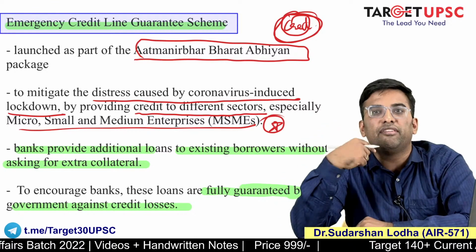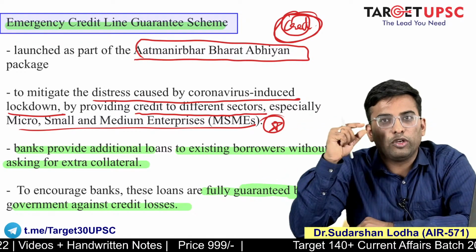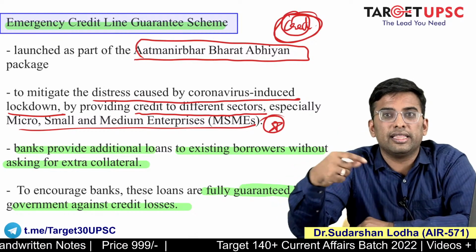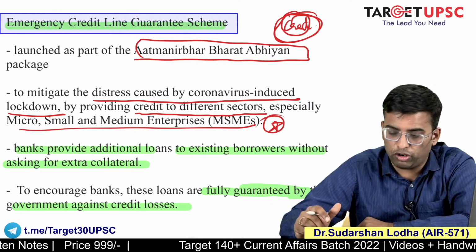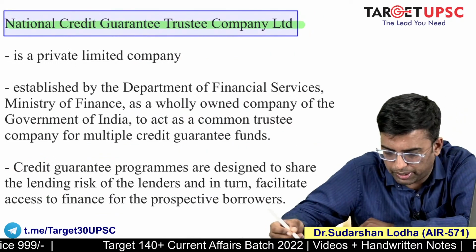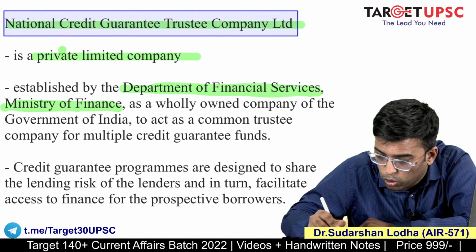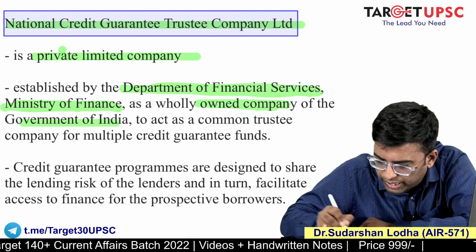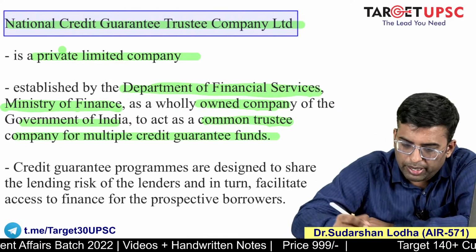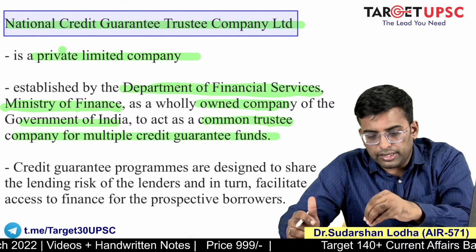Government of India said कि we give you a guarantee, if MSME does not pay, we would pay that loan, you just give the loan to MSME sector. So as it is a collateral free, the guarantee in this is not given by MSME but by Government of India, and this is given by an important company, that is National Credit Guarantee Trust Company. It is a private limited company established by Department of Financial Service under Ministry of Finance, as a wholly owned company of the Government of India to act as a common trustee company for multilateral guarantee fund. तो बेसिकली जितने भी गारंटी, जो भी गवर्नमेंट गारंटी देता है, it is given under this important company.